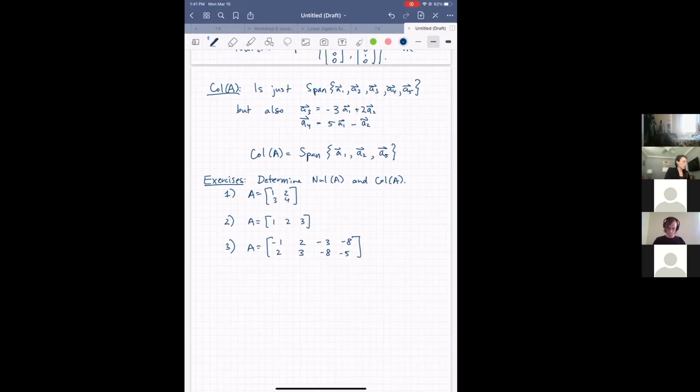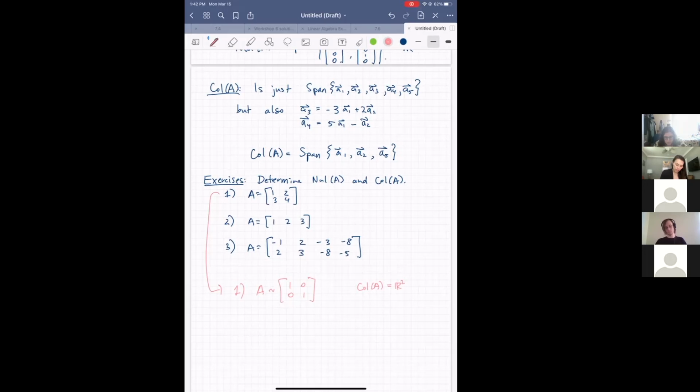Let's see. So starting with 1, if you row reduce it, you should get the identity matrix. You guys agree? Okay, cool. So you get the identity matrix. That means that the column space, the span of the columns, is going to be all of R2, right? Because these two vectors span R2.